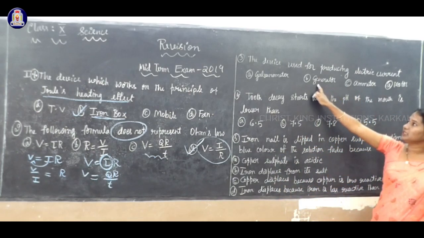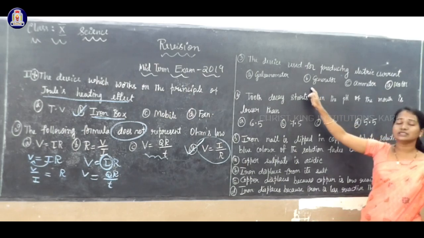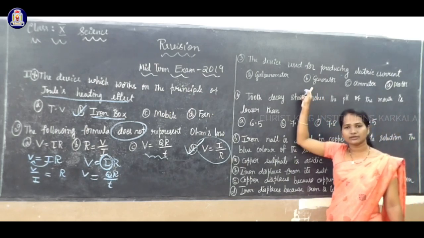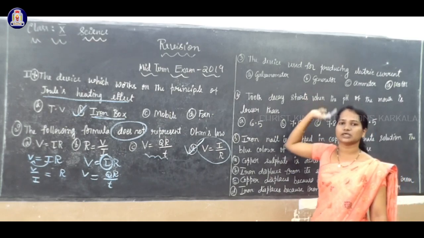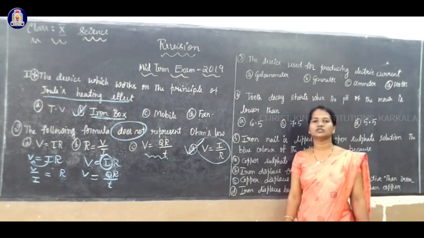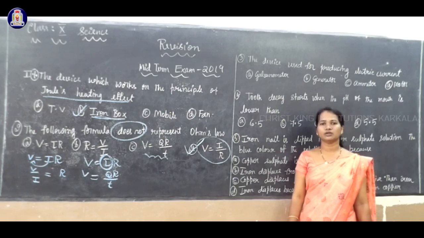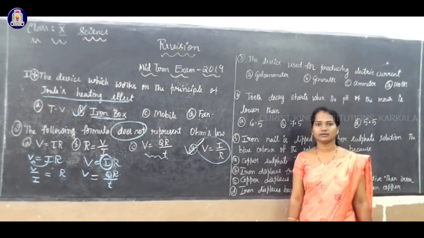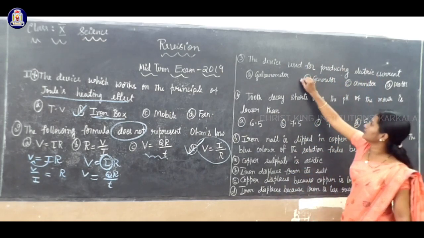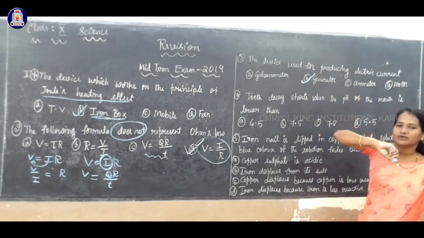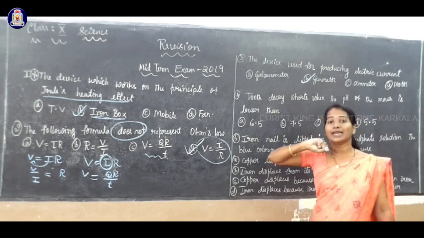Go to the option, generator. So what is generator? Generator, you have studied the definition. It is a device which converts mechanical energy into electrical energy. To produce electricity, we are using generator. The device which is used for producing electric current is generator.